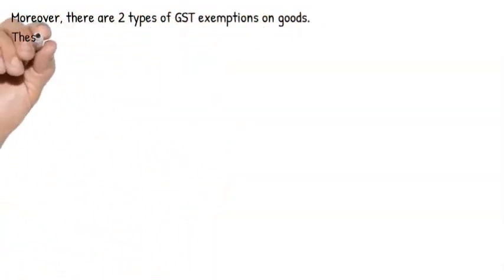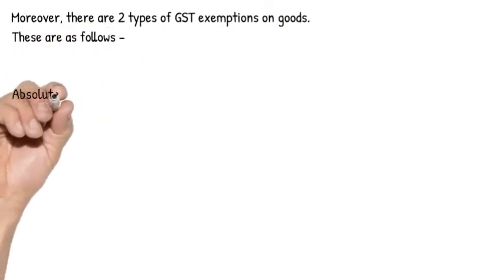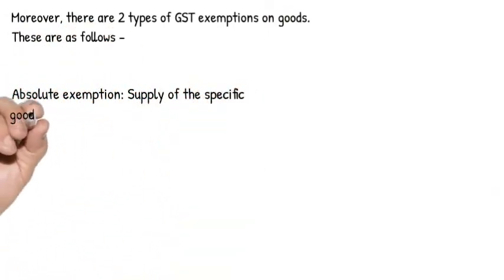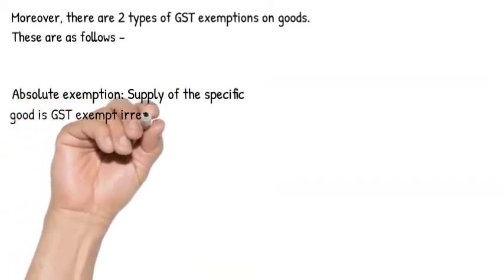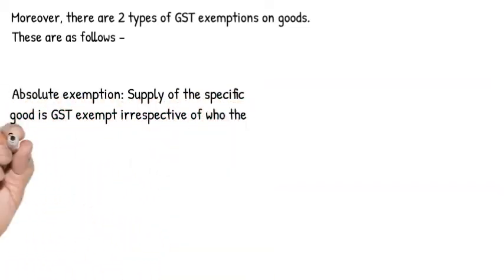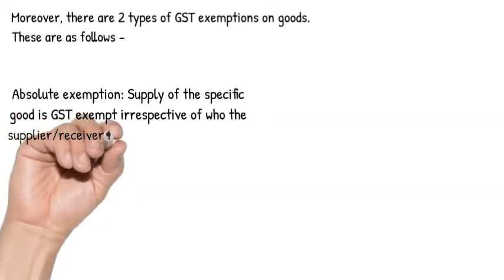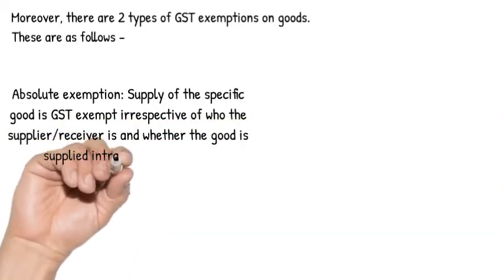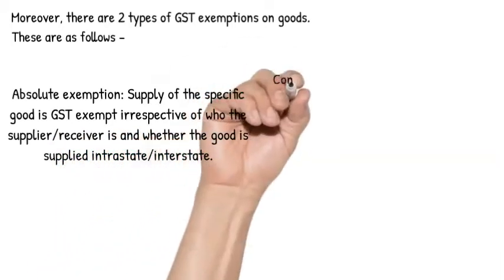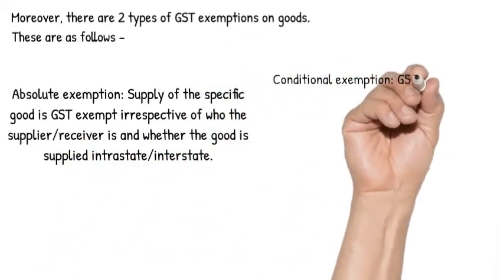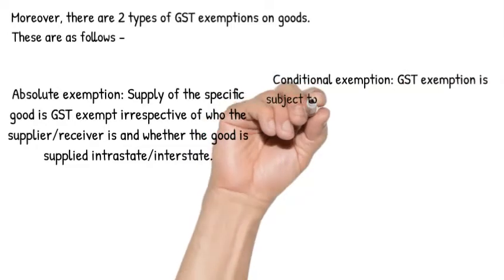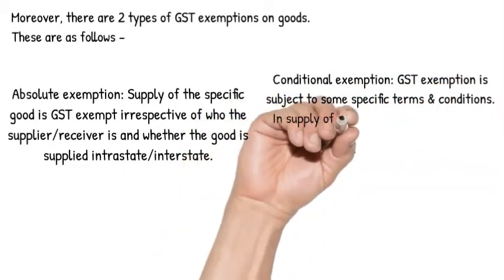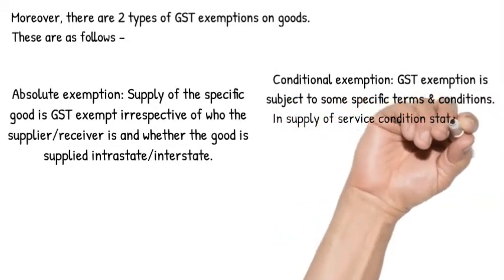Moreover, there are two types of GST exemption on goods and services. These are as follows. First, absolute exemption. Supply of specific goods and services is GST exempt irrespective of who the supplier and the receiver is and whether the goods or services are supplied interstate or intrastate. Second, conditional exemption. GST exemption is subject to some specific terms and conditions.